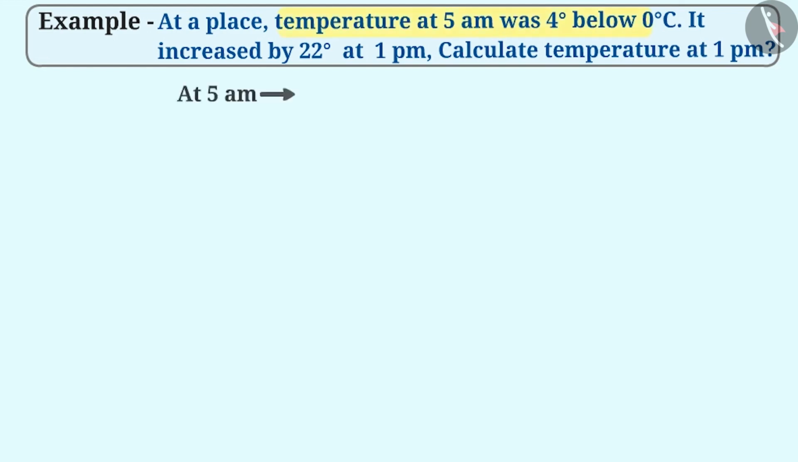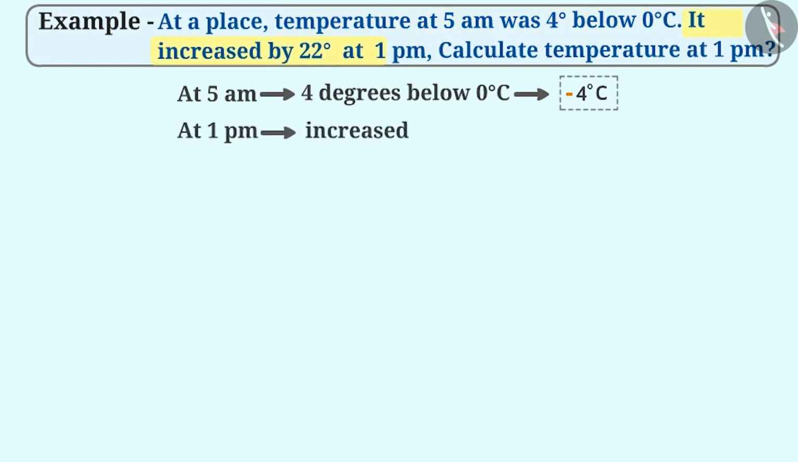In the given example, the temperature at 5 a.m. was 4 degrees below 0 degrees. Since the temperature is 4 degrees below 0 degrees, it is represented as a negative integer, that is, minus 4 degrees centigrade. Temperature increased by 22 degrees centigrade at 1 p.m. Since the increase in temperature is represented as a positive integer, it can be shown as plus 22 degrees centigrade.